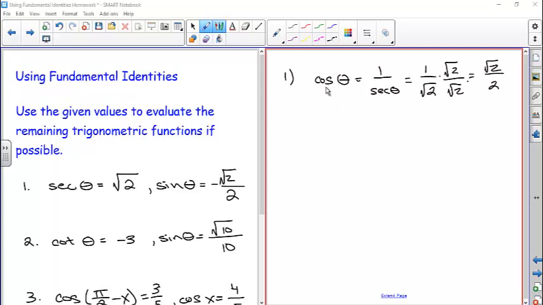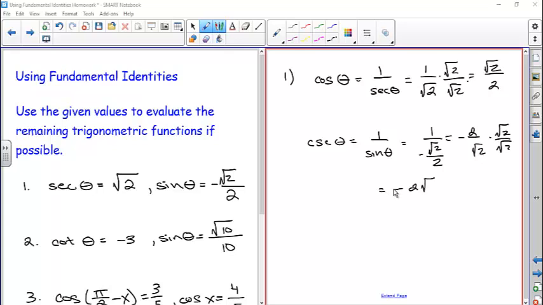The secant and the cosine, and the cosecant and the sine, are always reciprocals. So if we need to find the cosecant of theta, it is 1 over the sine of theta. So that's 1 over negative the square root of 2 over 2. We can take the reciprocal of that, so it's negative 2 divided by the square root of 2. If we multiply and divide by the square root of 2, we'll get negative 2 times the square root of 2 divided by 2, which is negative the square root of 2.